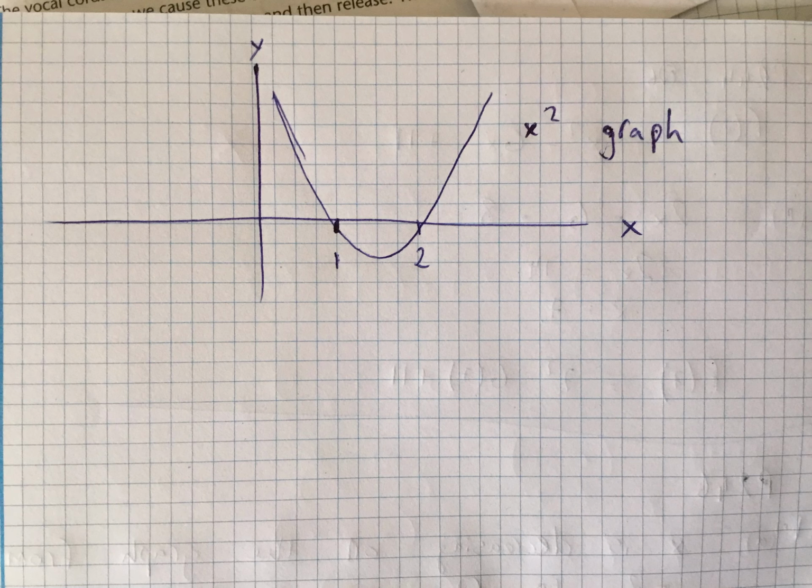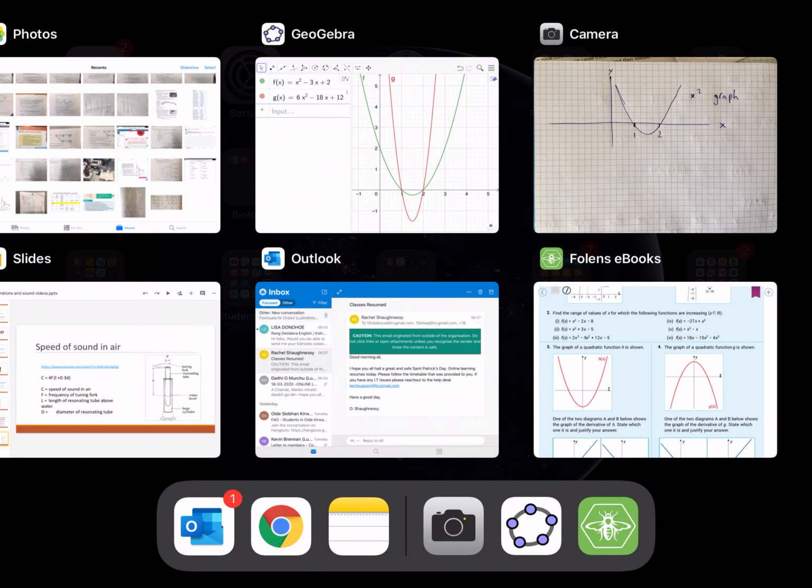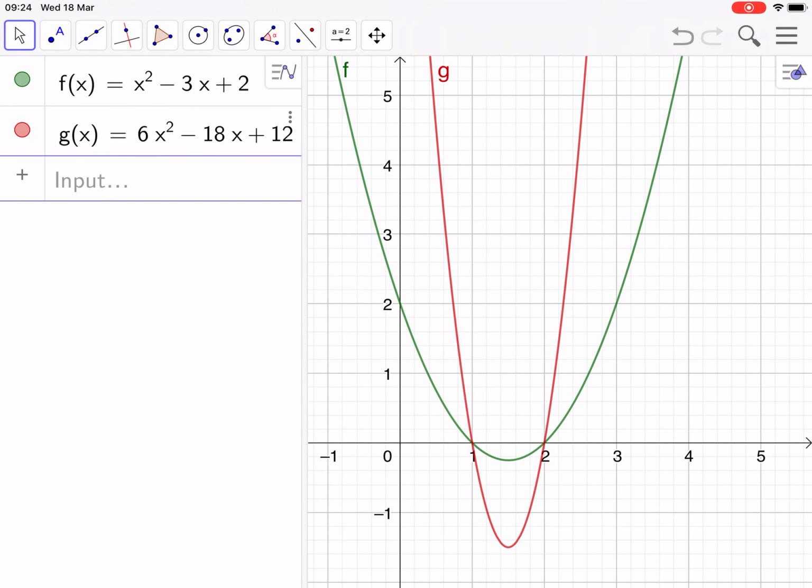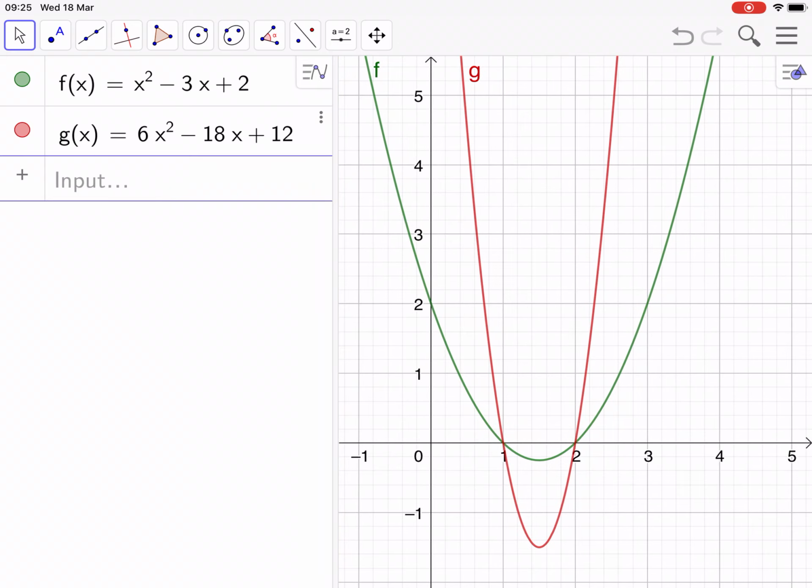I'll just show what the graph specifically looks like, and you can see it there. Okay, so for question 2, part 3, I've drawn the two graphs on GeoGebra, and I would urge you to practice using that as well. The first one was the one that I got. That g(x) is the red one, and that's from the first derivative, so 6x squared minus 18x plus 12, and you can see that they cross the x-axis at 1 and at 2.